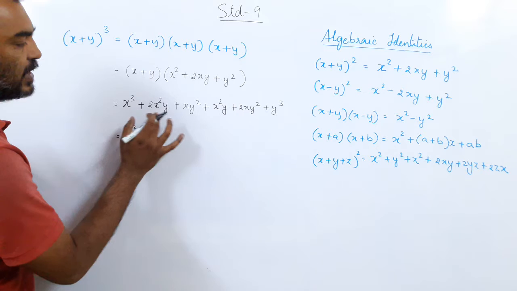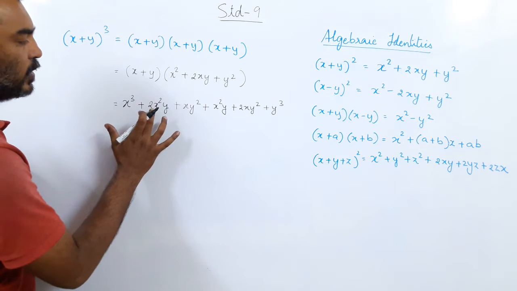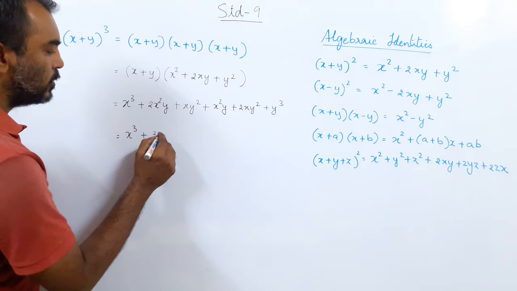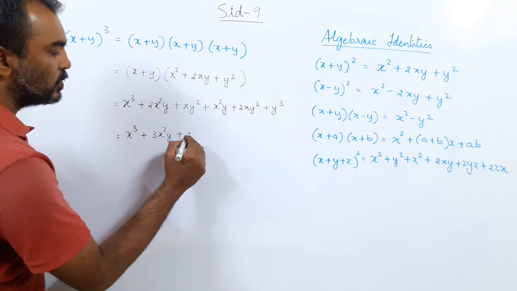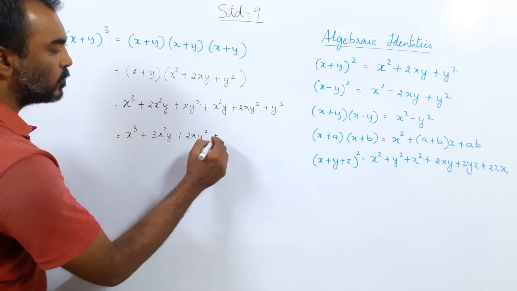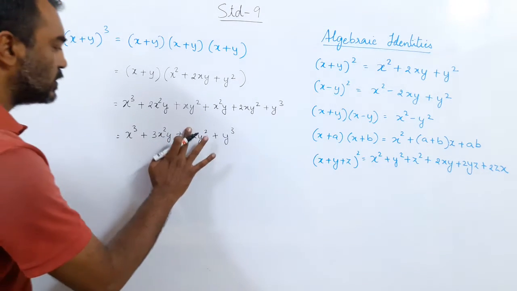You can see both of these are like terms, x square y, x square y. Same variables, same degree, so both are equal. So 2 plus 1 gives me 3. So 3x square y plus xy square, 2xy square, so 2xy square plus y cube. Sorry, not 2, this will be 3.